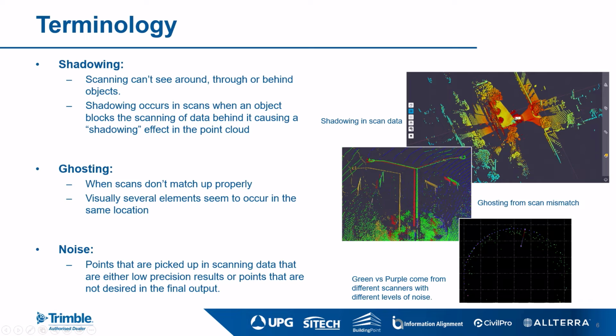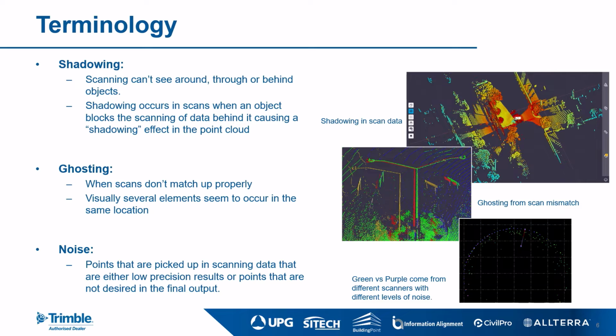Shadowing is what occurs when something is blocking the scanner from seeing the things behind it. It's the same as when you hold a torch up and shine it around, casting a shadow behind the object. This effect is an important consideration as no data is collected in this area. If the area is important to the project, then the scanner will need to be repositioned to collect the data there.